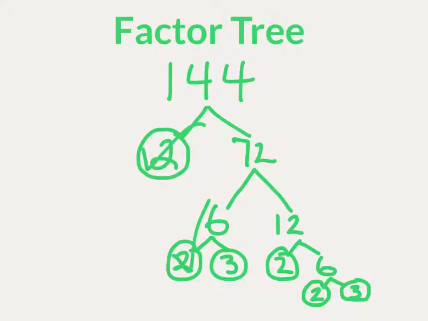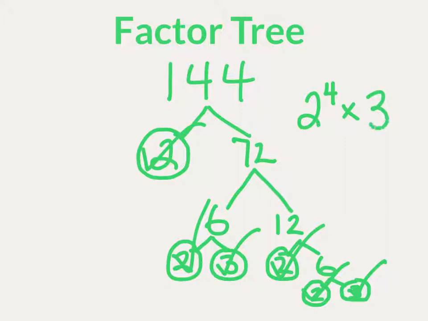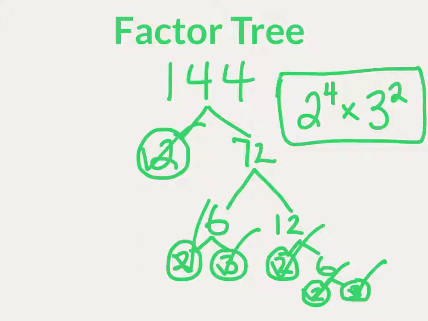1, 2, 3, and 4. So 2 to the 4th power times, and I count up my 3's. 1, 2, so 3 squared. 2 to the 4th power times 3 squared is the prime factorization of the number 144.